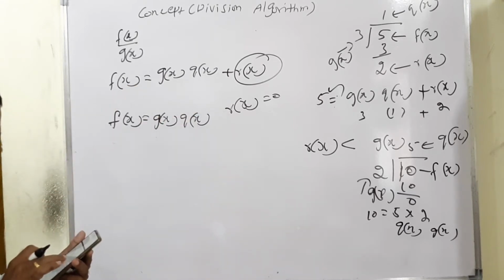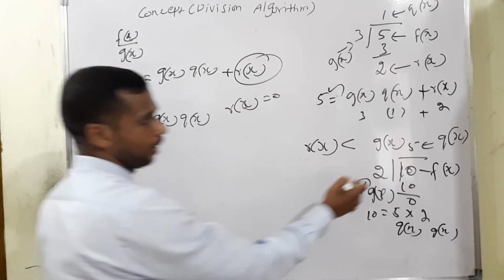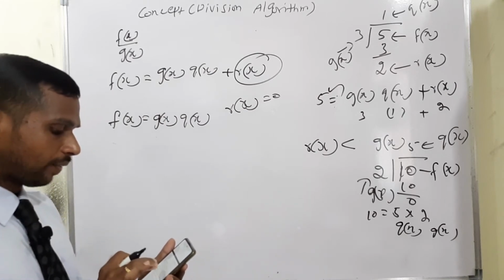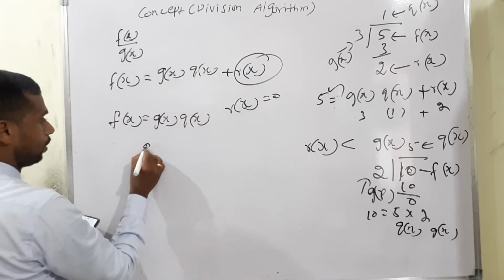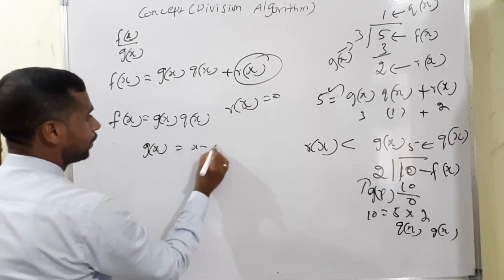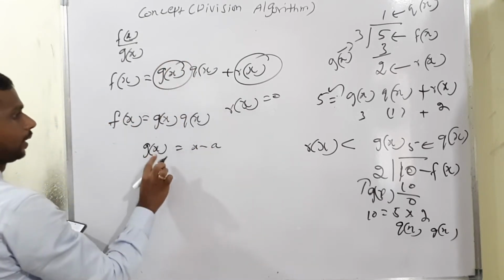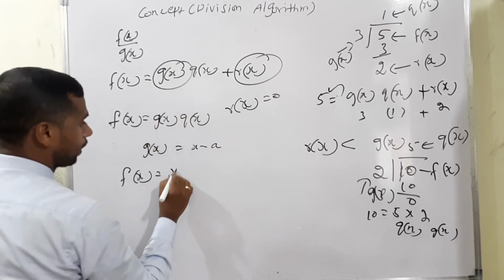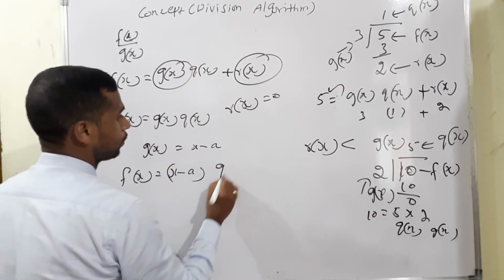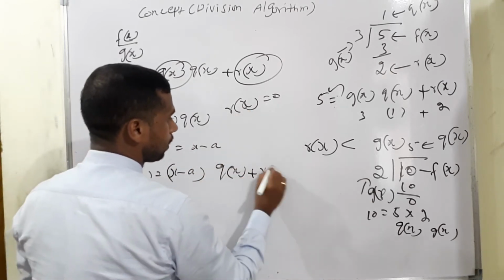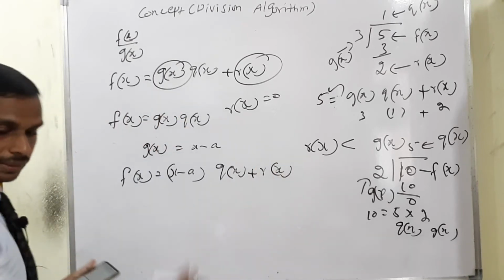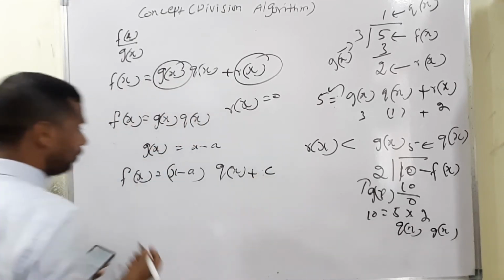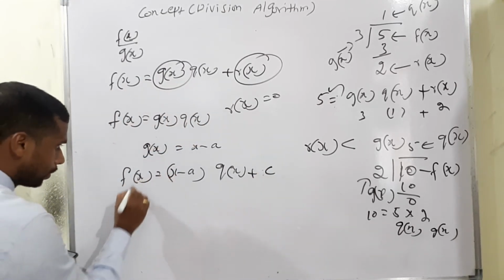This terminology is similar to that used in division with integers. So I have taken some integer numbers 10, 2, 5 and 3. Now when you apply g of x is equal to x minus a, instead of g of x we can apply x minus a. Therefore f of x is equal to x minus a into q of x plus r of x, isn't it? Therefore r of x is a constant value, directly we can write it as c also, that is not an issue. Remainder is a constant.